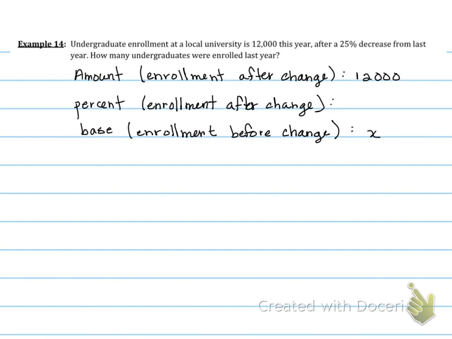Okay, so last year we started with 100% of what we started with. You guys agree? And then what was the change? What did we do with that? Subtract 25. Yeah, we decreased it by 25%. Which means after the change, I've got 75% of what I started with. So 12,000 is 0.75 times x. And we'll divide both sides by 0.75.